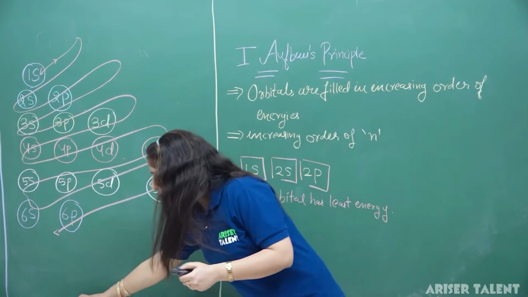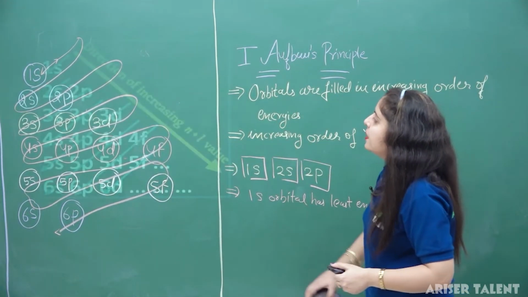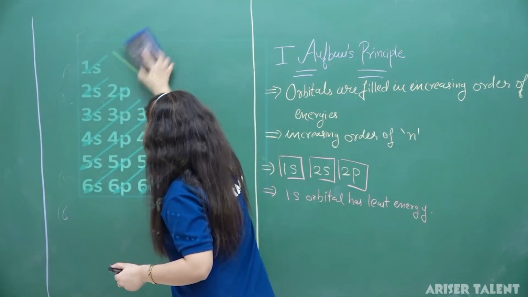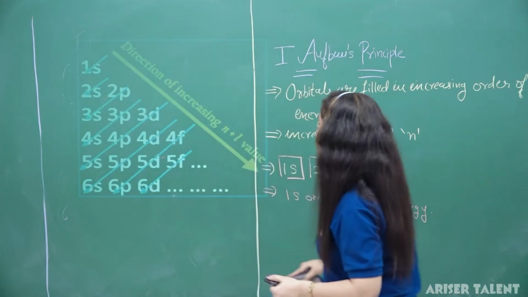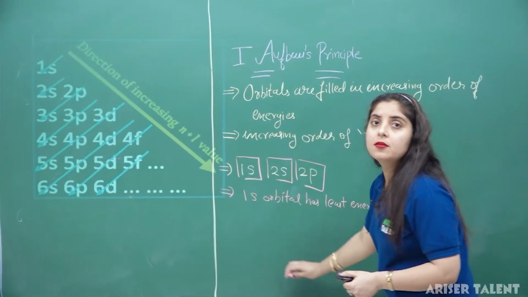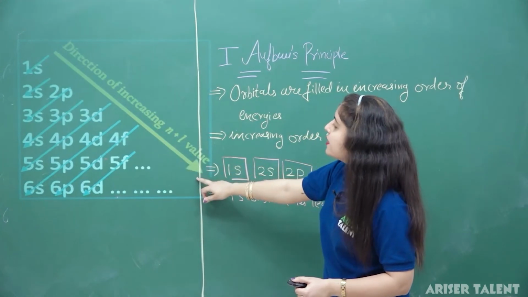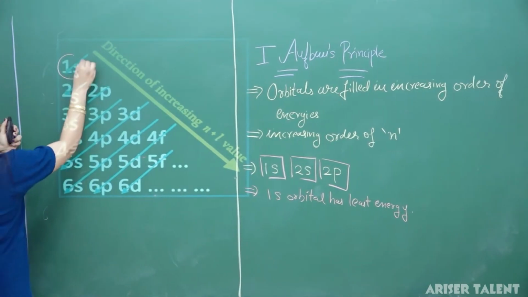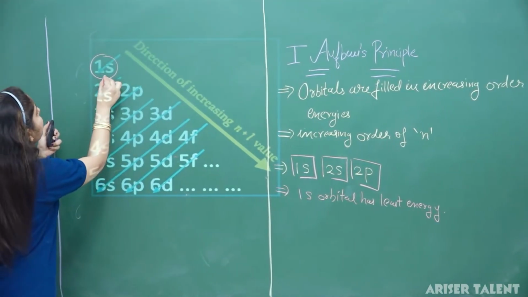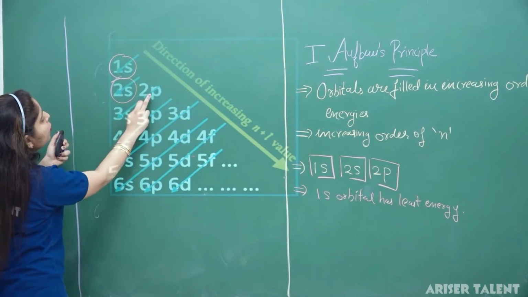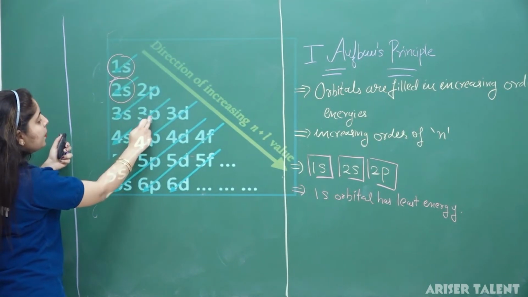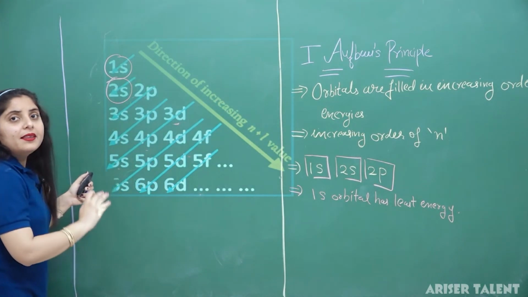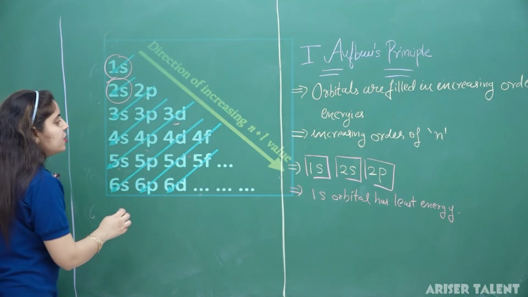So here we have a diagrammatic representation for the Aufbau principle. What we see here is the direction of increasing n plus l value. Firstly, the electron gets filled in the 1s orbital, then the electron will go into the 2s orbital, then we follow 2p and 3s, then 3p and 4s. After 4s, the 3d, 4p and 5s orbitals are filled.